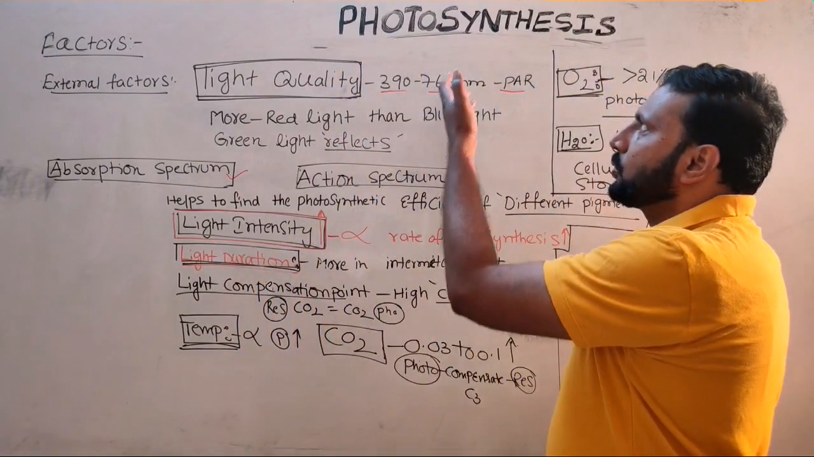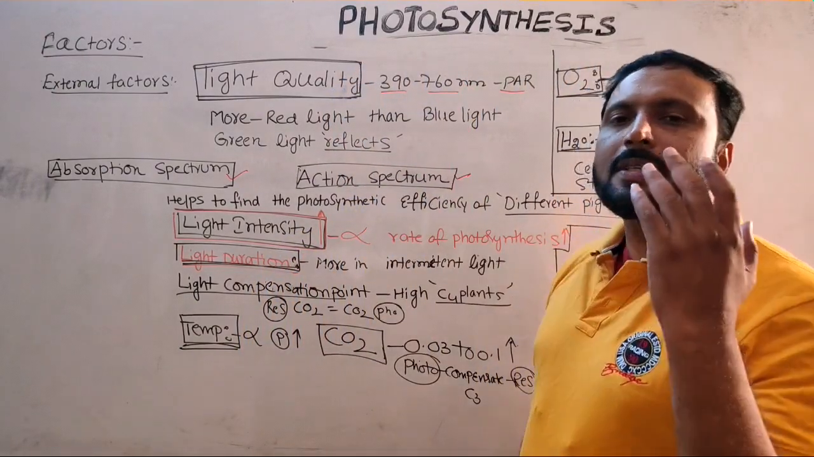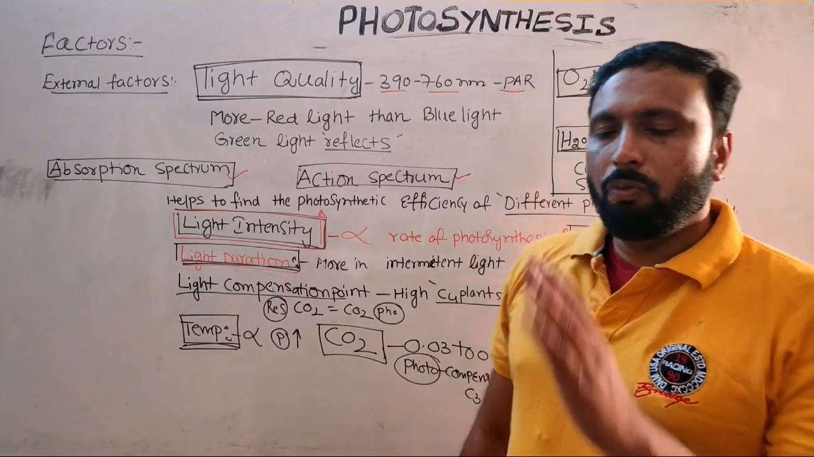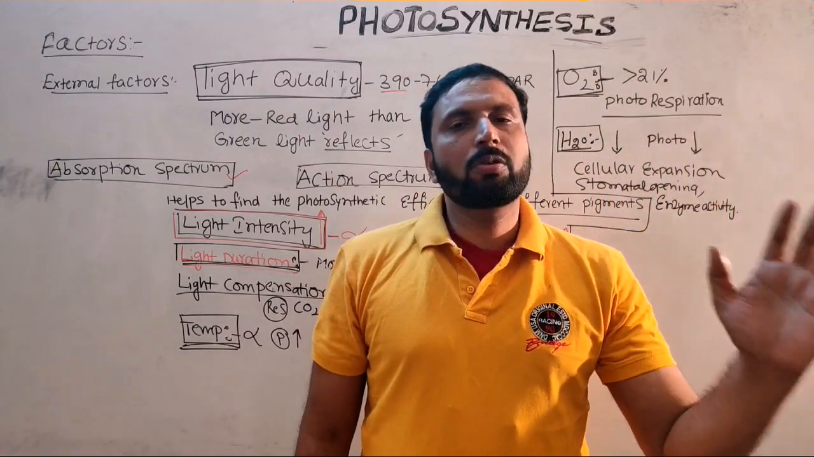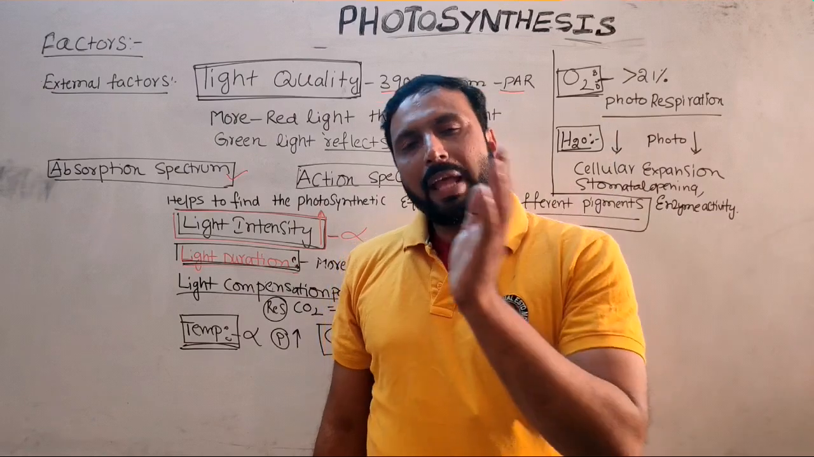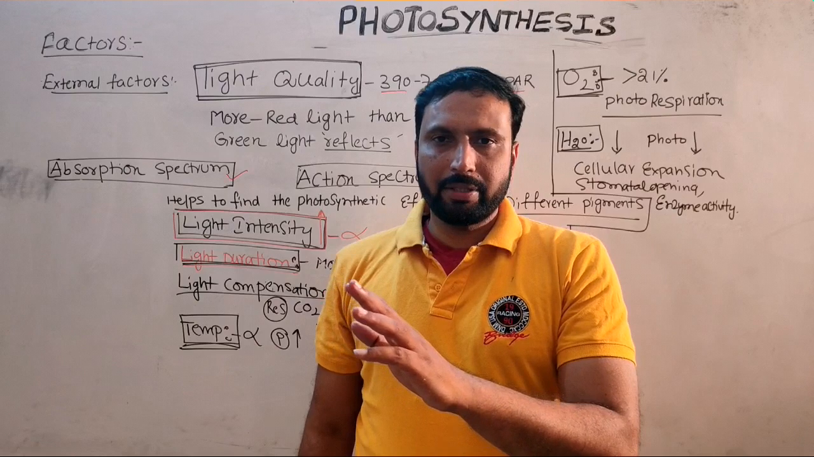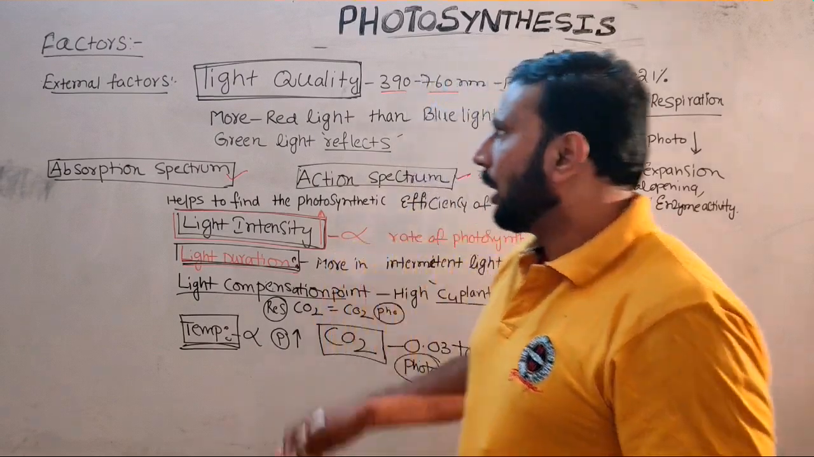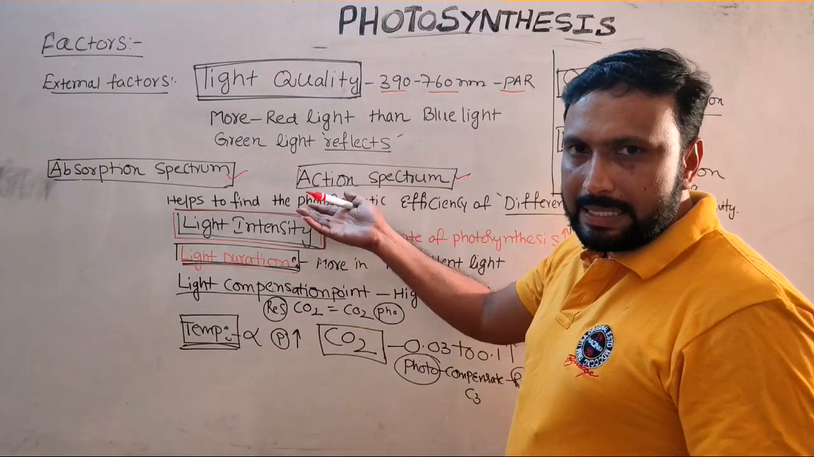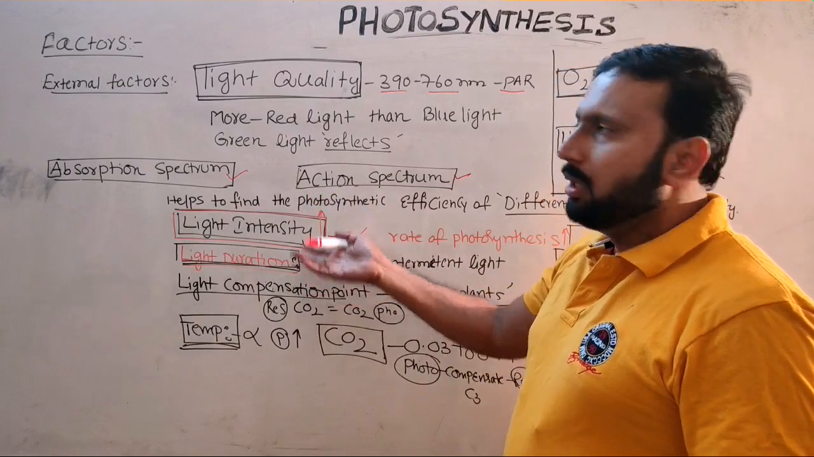Today our topic is photosynthesis factors. Which factors are controlling photosynthesis? That may be external factors or internal factors. So, first external factor: light. So, light quality, light intensity, light duration.